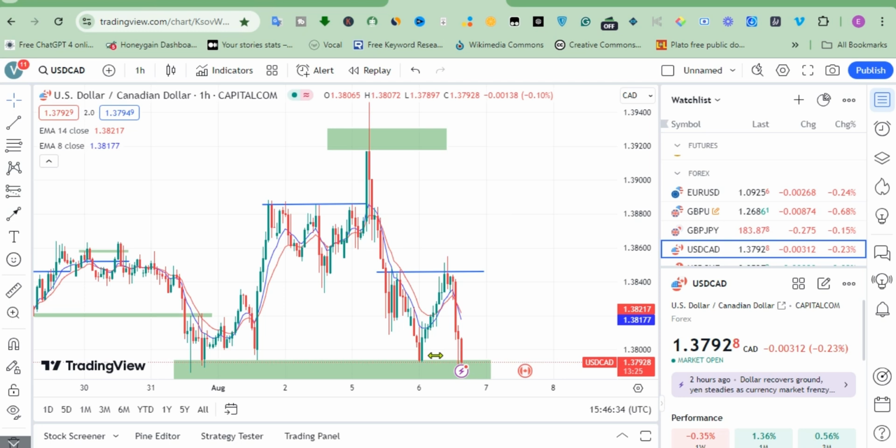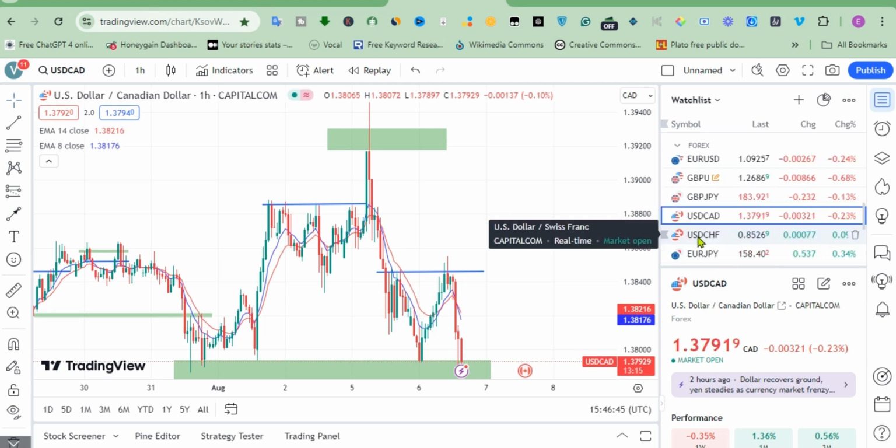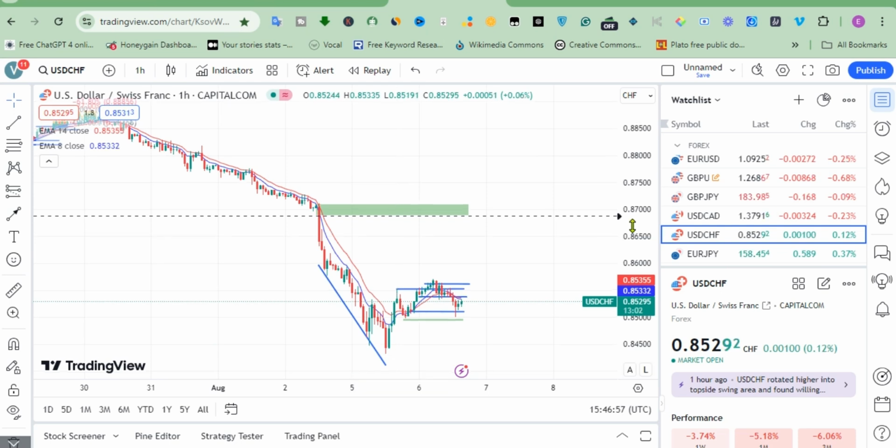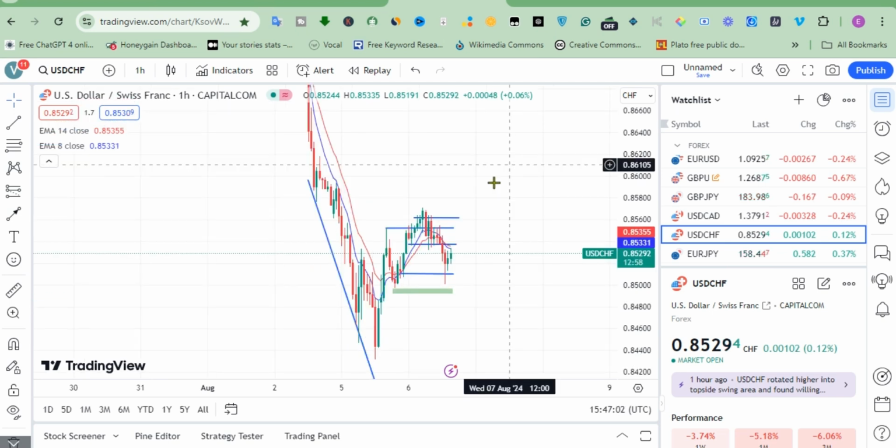USD against Swiss franc. See what is there. Okay, this is the 1 hour time frame. I'm there, put some lines there. Let's see what is happening there. It's the 1 hour time frame.